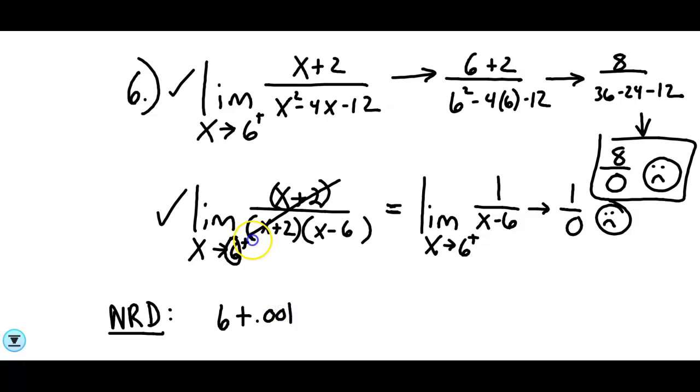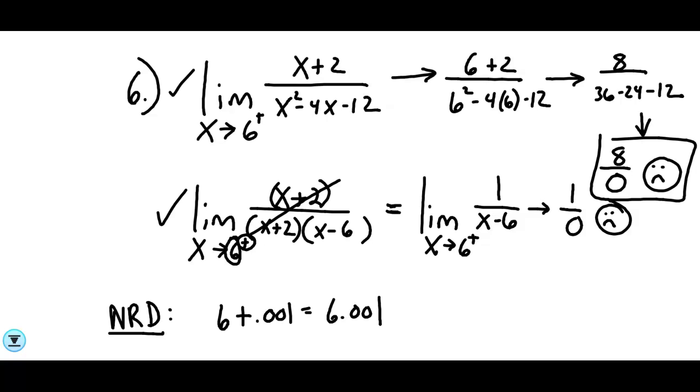Why am I adding? Because it's from the right. Now, if it was from the left, we would do minus. Okay, and if they don't even have a plus or a minus there, then you have to do both. All right, and so basically I'm going to be plugging in not 6, but I'm going to plug in 6.001 into my function that they've given me.